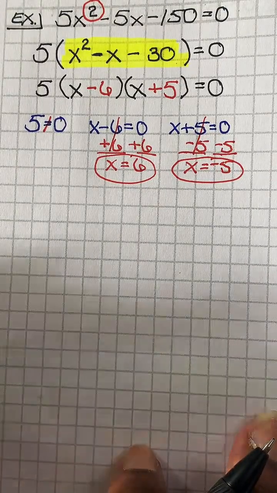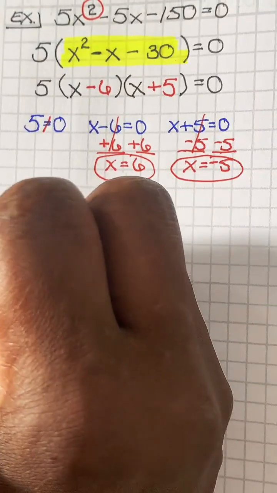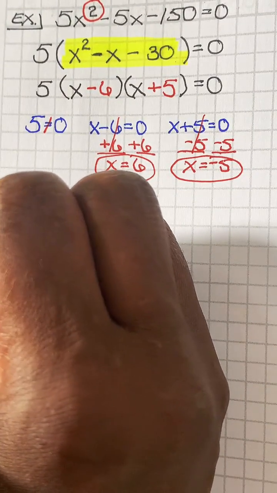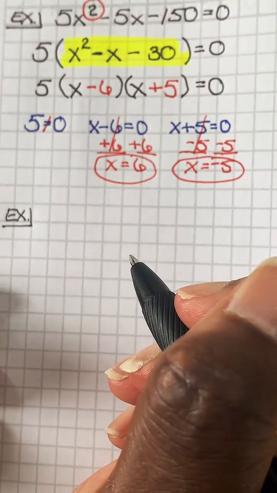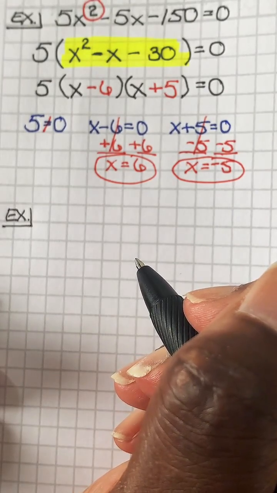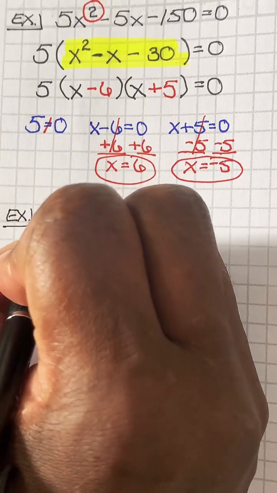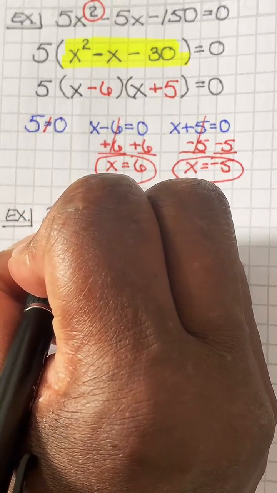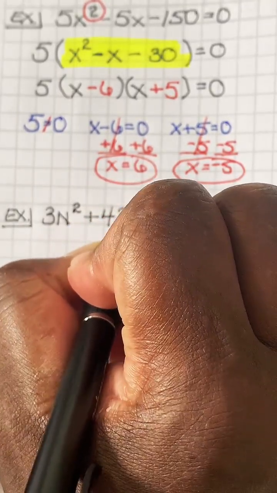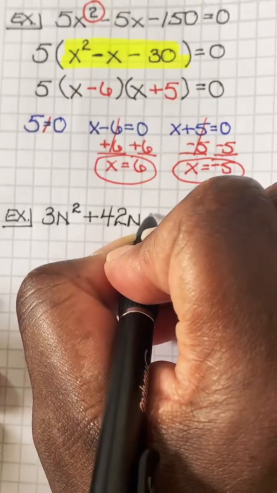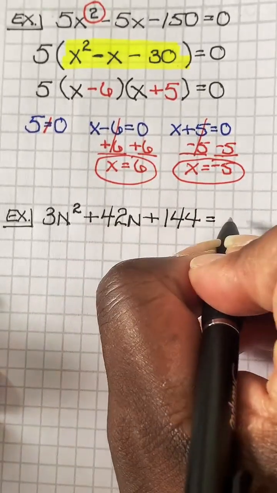All right. So, let's try another one that's going to be like a combo. Because I think we really get it when the leading coefficient is 1. So let's try this one. Let's try 3n squared plus 42n plus 144 equals 0.